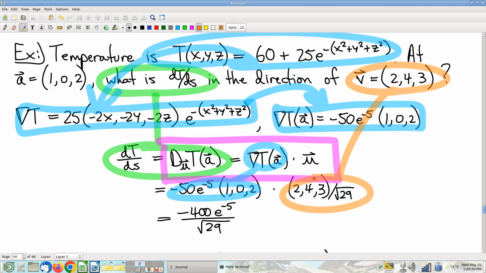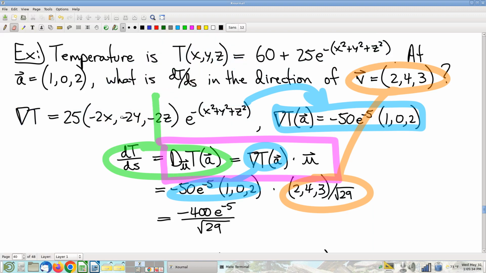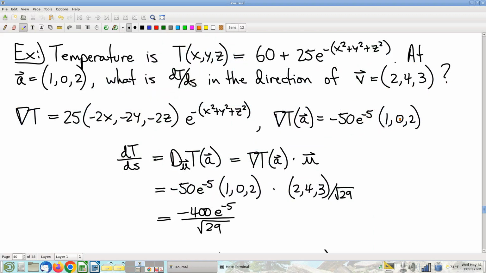Is everybody good? Yep. What's S in this question? S is a typical choice for representing distance, just distance as a general concept. So when the question says, as it does here, dT/ds, they're saying rate of change with respect to distance. As you move in a certain direction, per unit distance traveled, how fast is the function changing?